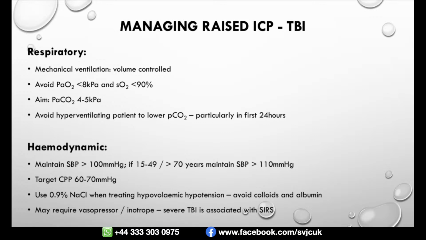When thinking about the patient's hemodynamics, try to maintain a systolic blood pressure of greater than 100 millimeters of mercury. For younger patients, 15 to 49, or older patients of greater than 70, have a systolic blood pressure of greater than 110 millimeters of mercury. And this is to allow you to target a cerebral perfusion pressure of 60 to 70 millimeters of mercury. If you've got a patient who's hypotensive because of hypovolemia, think about using 0.9% sodium chloride for treating this and try and avoid colloids and albumin.